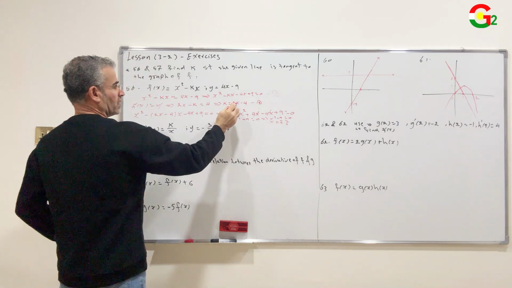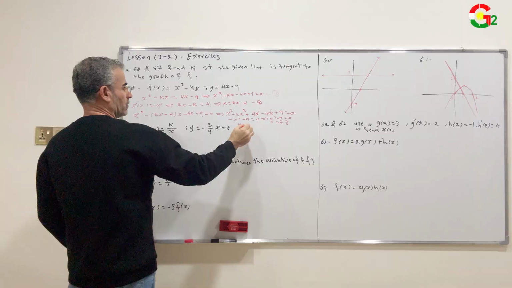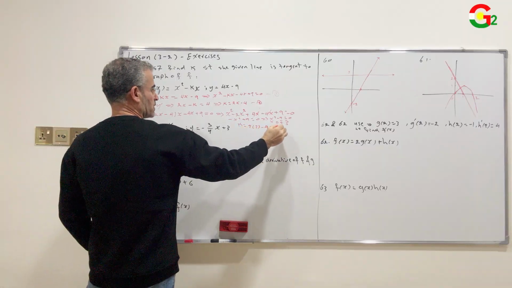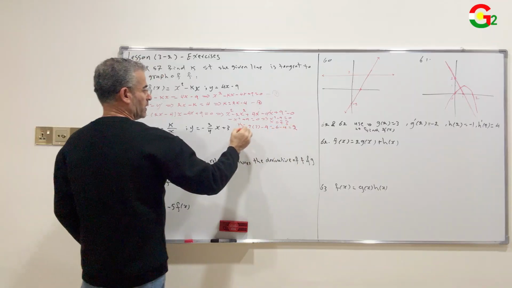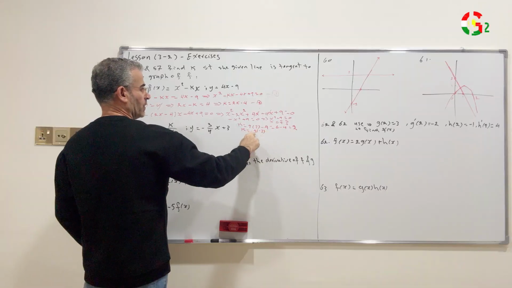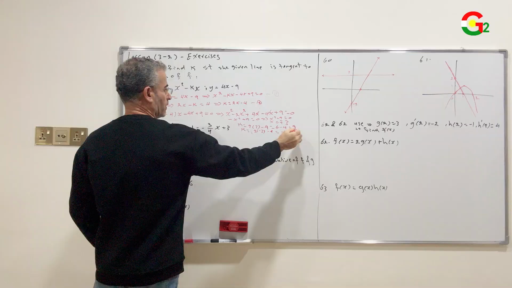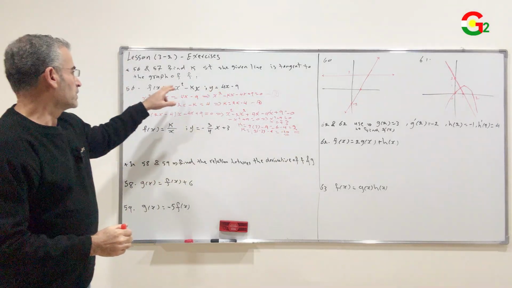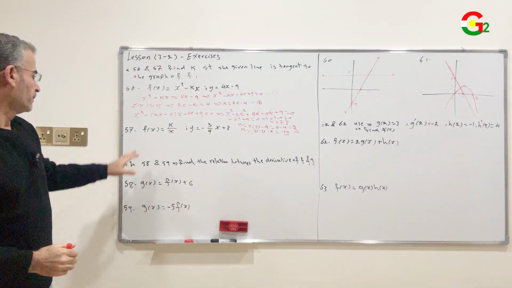Substitute in equation 2 to find the value of k: k equals 2 times 3 minus 4, equals 6 minus 4, equals 2, and k equals 2 times negative 3 minus 4, equals negative 10. Then this line is tangent to this graph at 3 and 2, and at negative 3 and negative 10.